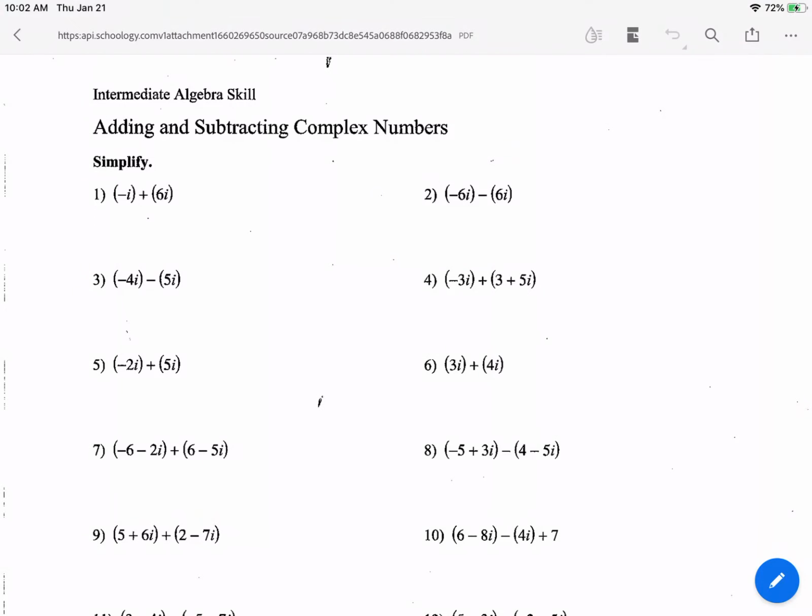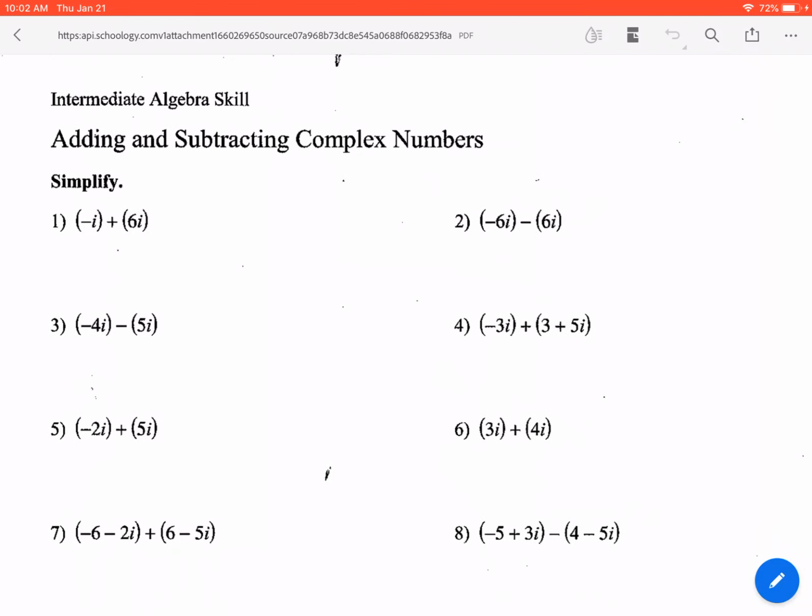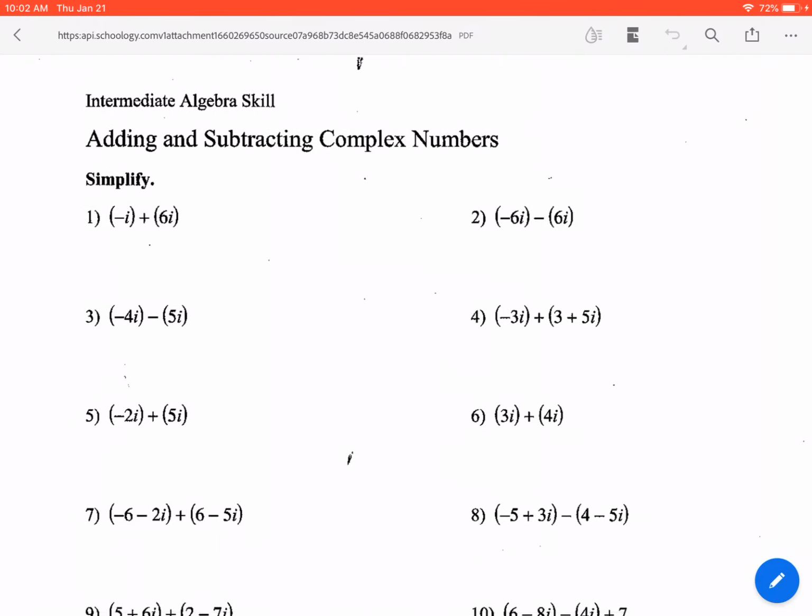Okay, these are the notes for adding and subtracting complex or imaginary numbers. So if you were in class, we would simply just go over this sheet. This is pretty simple because it is basically exactly the same thing that you did last year with combining like terms and the year before.